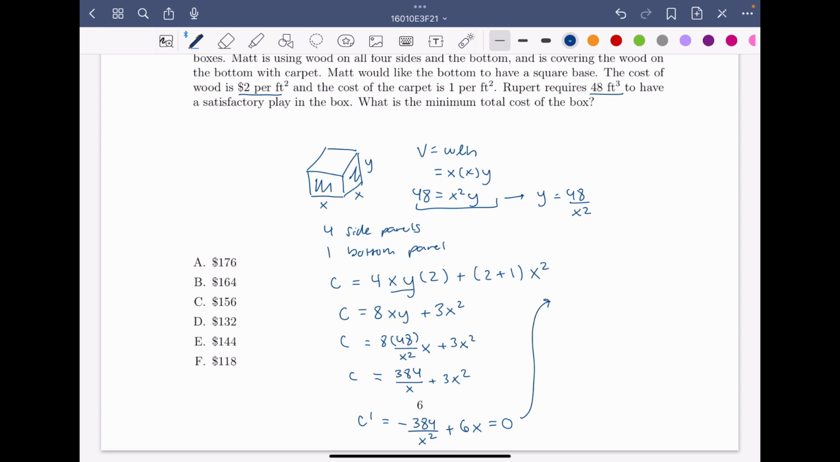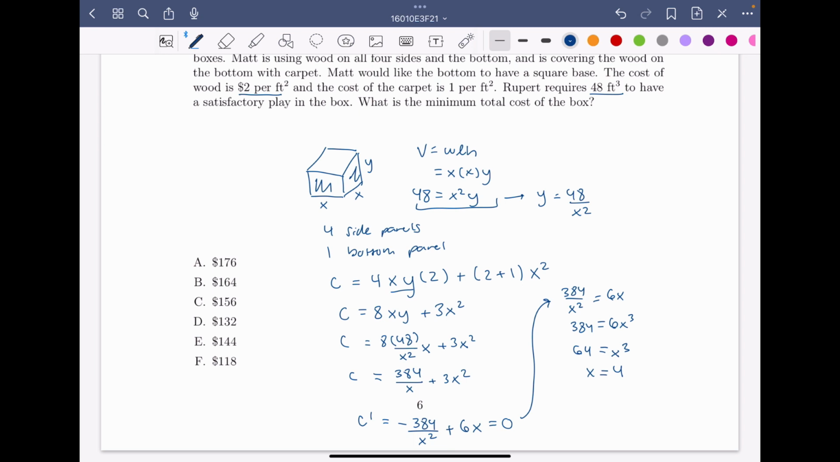We're going to move this up here because we're out of space. We can move the 384 over x squared to the other side, so that would be 384 over x squared equal to 6x. Multiplying through, 6x cubed equals 384. Let's see, 384 divided by 6 is 64. So x cubed equals 64, which means the cube root of 64 is 4, so x equals 4.